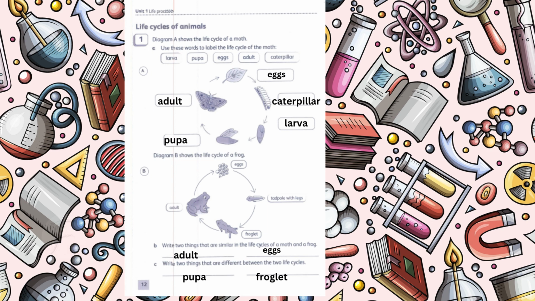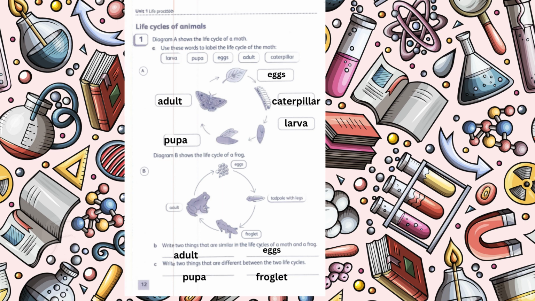Now, page number 12, life cycles of animals. Number one, diagram A shows the life cycle of a moth, or you can say a butterfly. Use these words to label the life cycle of the moth: larva, pupa, egg, adult, caterpillar. So I have filled in for you egg, caterpillar, larva, pupa, adult. Diagram B shows the life cycle of a frog: egg, tadpole with legs, froglet, adult.